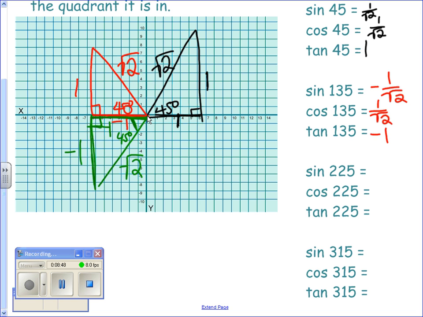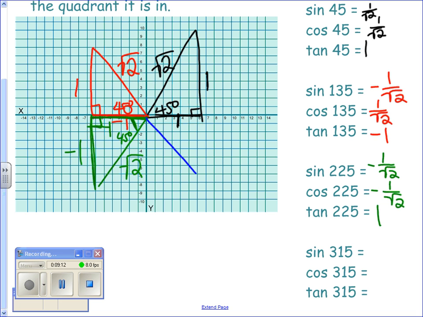So the sine of 225 would be what? Negative 1 over square root of 2. What would the cosine of it be? Is it the same? And what would be the tangent? Are you with me still? Okay.